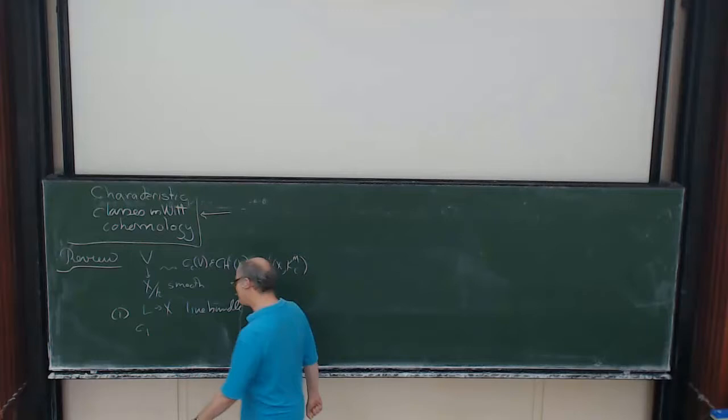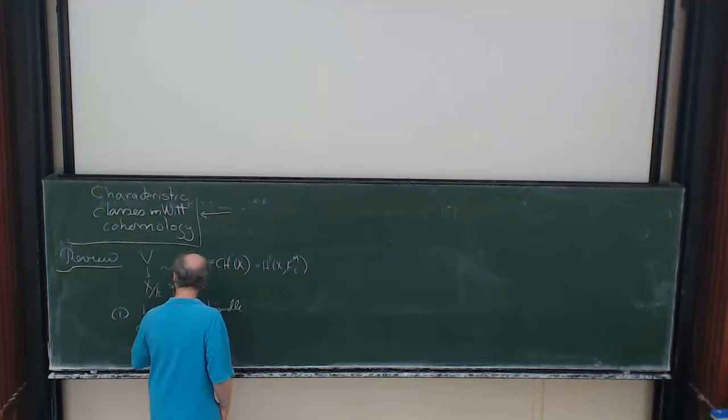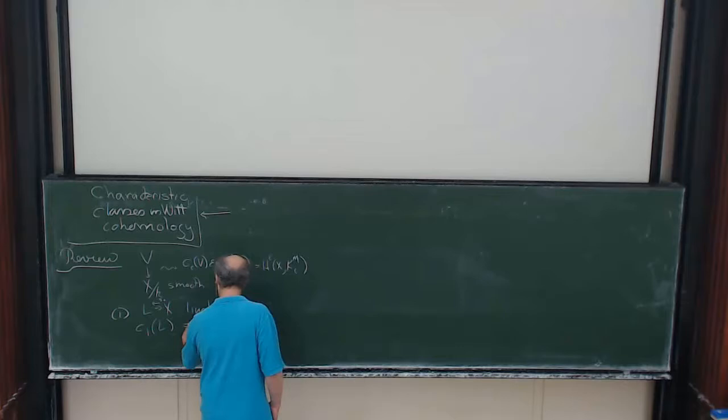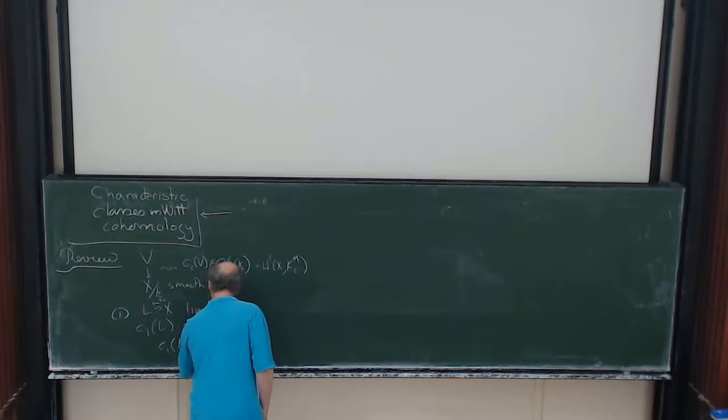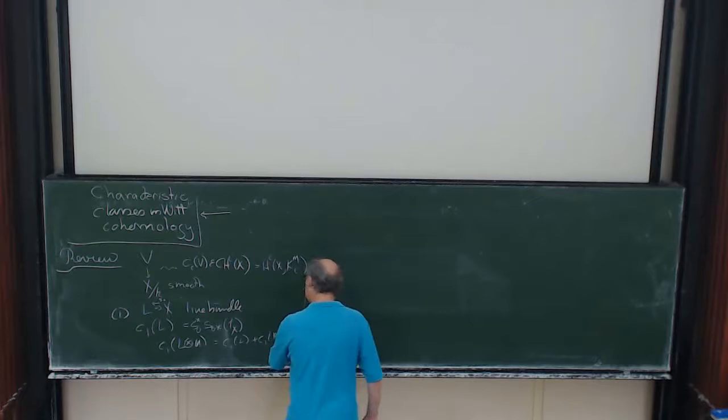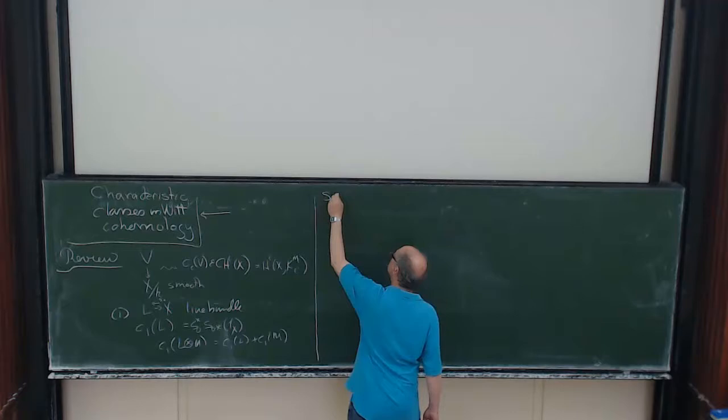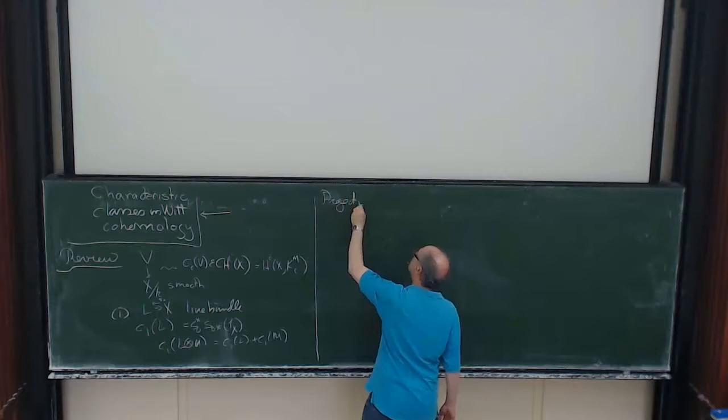So c_1 of L: you have the zero section. It's just s_0 lower star, s_0 upper star of 1 on X. Good. And this has various properties, like c_1 of L tensor M equals c_1 of L plus c_1 of M. It's functorial. Very good. And then you have the projective bundle formula. So the second ingredient is the projective bundle formula.